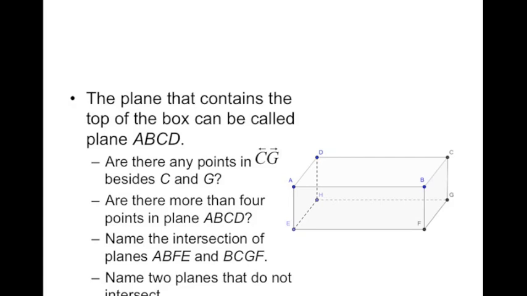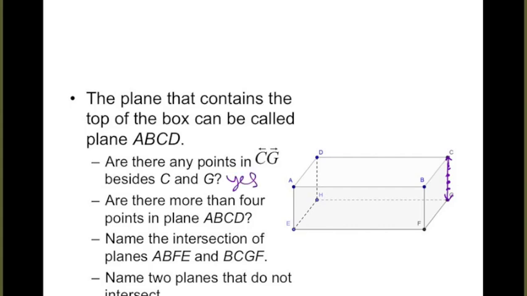Alright, so are there any points in line CG besides C and G? So we've got line CG over here. Thinking about what it told us a line is, are there other points there? Yes. They're not named, but a line is completely full of points. So they're not drawn and they're not named, but they're there. So we have a lot of points there. Are there more than 4 points in plane ABCD? Yes. Yeah, if a line is full of points, a plane is really full of points.